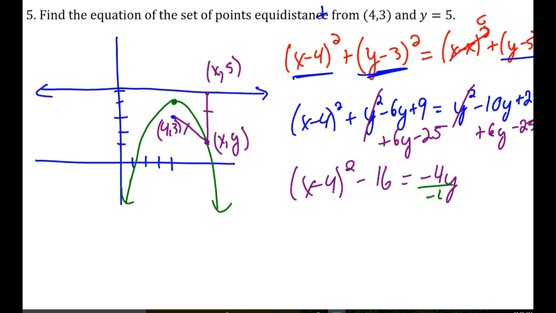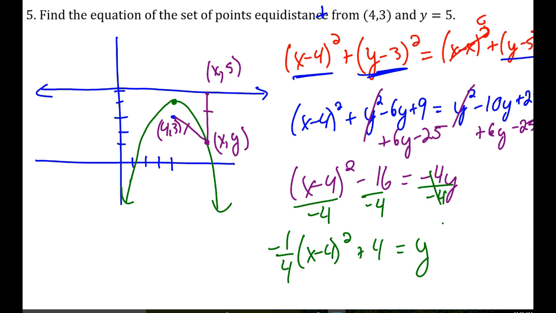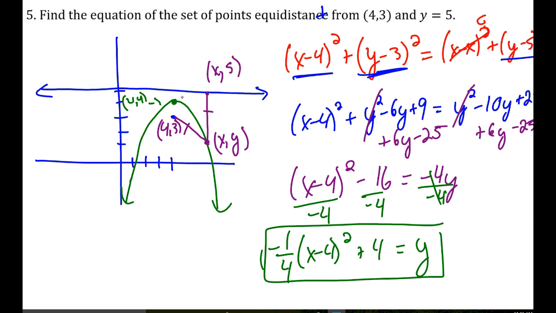Finally, we get y by itself, divide by negative 4. Notice how I'm dividing everyone by negative 4. So I have negative 1/4 (x minus 4) squared plus 4 equals y. Apparently, that is the equation of this parabola. Let's check. I have a negative leading coefficient, so the parabola is concave down. That checks out. I shift right 4, up 4. The vertex is 4, 4, because it's 1 unit away from the directrix and 1 unit away from the focus, so that checks out good.